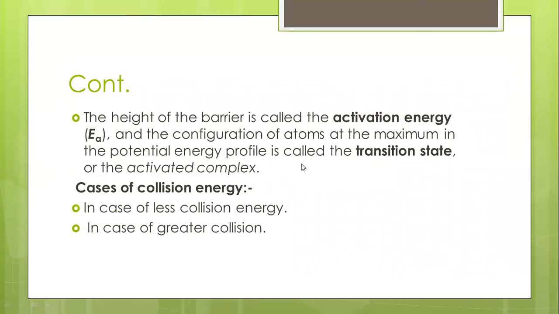Now we will discuss the cases. Since energy is conserved in the collision, all the energy needed to climb the potential energy hill must come from the kinetic energy of the colliding molecules. If the collision energy is less than EA, the reactant molecules cannot surmount the barrier and they simply bounce apart. If the collision energy is at least as great as EA, however, the reactants can climb over the barrier and be converted to the products.